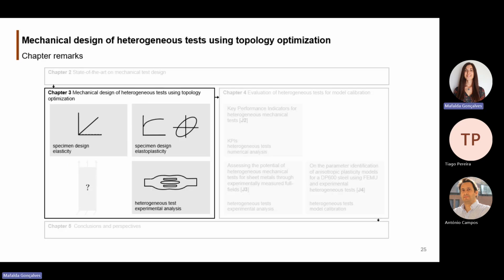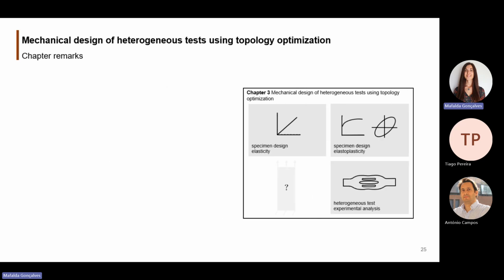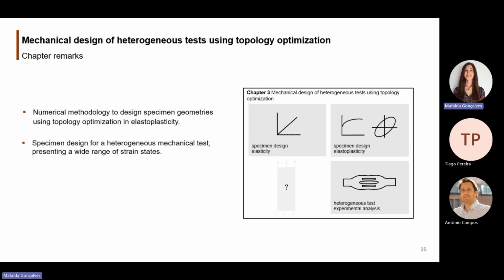At the end of this chapter, some remarks can be made, and we can see that the numerical methodology was proposed to design specimen geometries using topology optimization in elastoplasticity. The specimen design for heterogeneous mechanical test was obtained, presents a wide range of strain states, and this test will be from now on referred to as topopt, but further investigation is required to understand its potential.